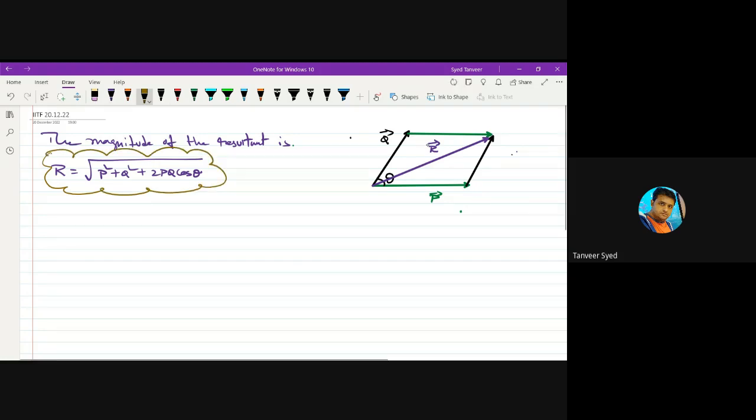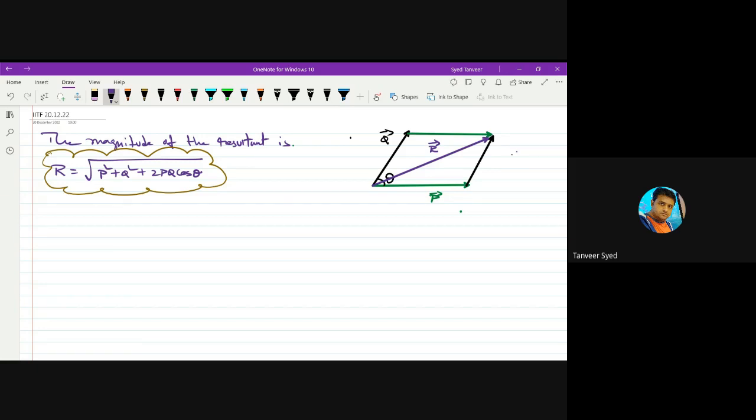Fine. What about the direction? R is the resultant. Root of P square plus Q square plus 2PQ cos theta is the magnitude of the resultant. From this, you know how much is the resultant. But in what direction is that resultant acting? To know that, we should mention the direction of that resultant. Direction of resultant means, as I already told you, we cannot express all directions only by east, west, north, south. There are only four different directions.